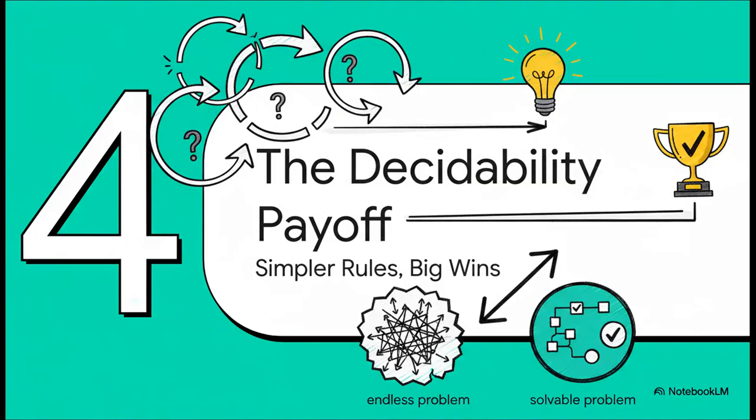Okay, so what's the big payoff for this clever bit of simplification? Well, in computer science, it's massive. It's the difference between having a problem that your computer might literally never finish solving and one where you are guaranteed to get a concrete answer.